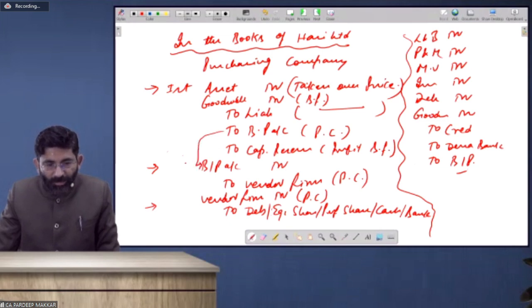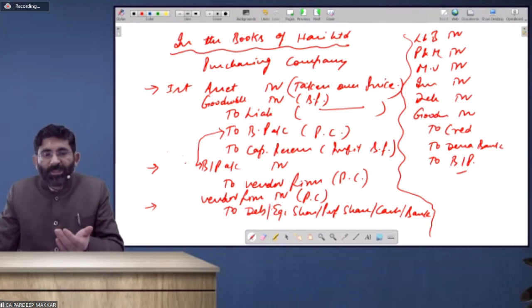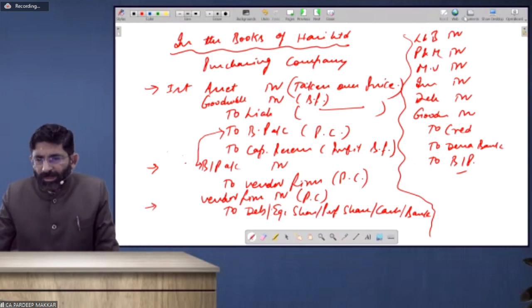In that case, business purchase will not be there. But in a number of cases, it will use the word business purchase. In a number of cases, it will use the word directly as a vendor. So it is up to your choice. I normally do it by this method. It is a good method. It will give you a better understanding in a logical manner.